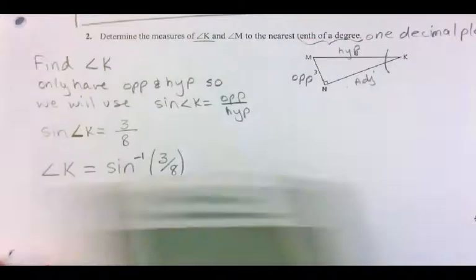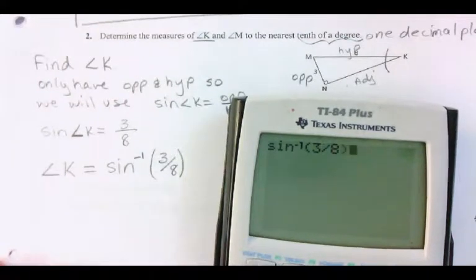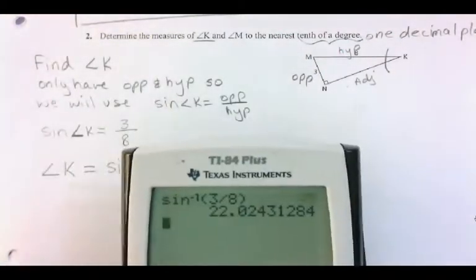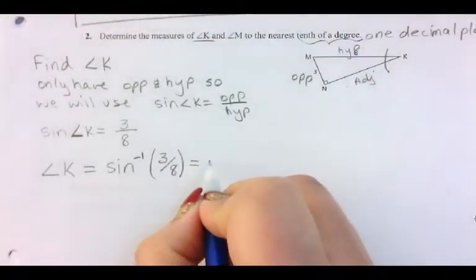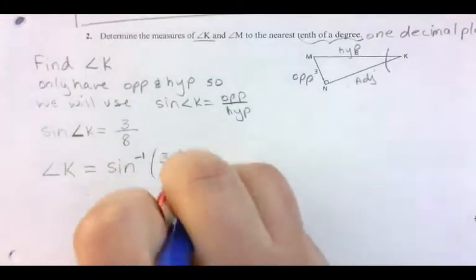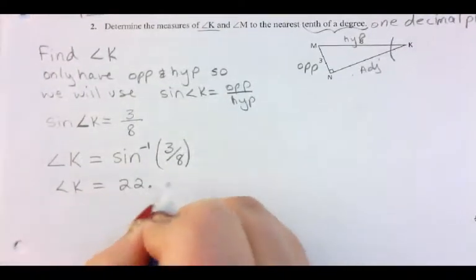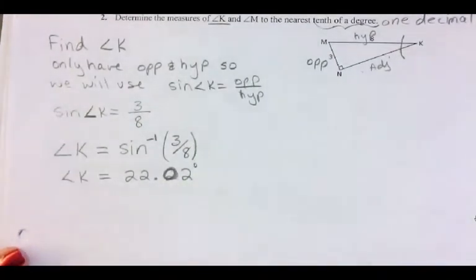So in your calculator, second sine 3 over 8, and we end up getting 22.024 blah, blah, blah degrees. Okay? Don't round this number. Leave that in your calculator for now. But for now, in here, I'm not going to write the equal sign across from each other. I'm going to write it down here. So angle K is equal to 22.02 degrees. Whoops, that should be a 0. Degree symbol right there.